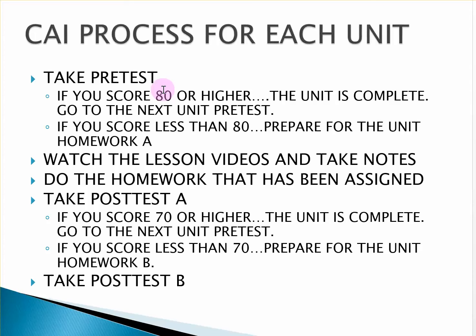If you score less than 80, you're going to then watch lesson videos and take notes, do the homework that has been assigned, and take post-test A. If you score 70 or higher, a traditional passing score of 70, the unit is complete. Go to the next unit. If you score less than 70, if you don't pass the post-test, prepare for the unit homework B and take post-test B. So we have a mastery process here. We don't move students on until they have mastered, either through pretest or through homework and post-test.